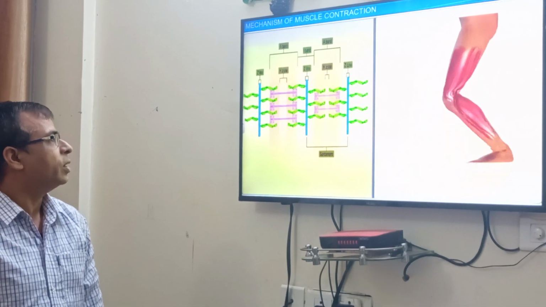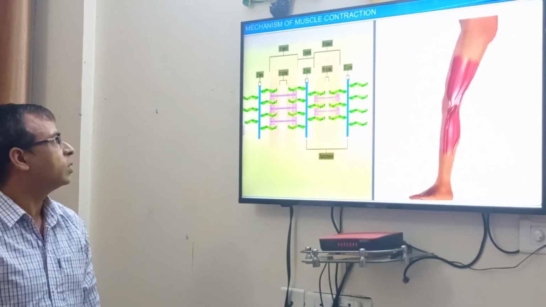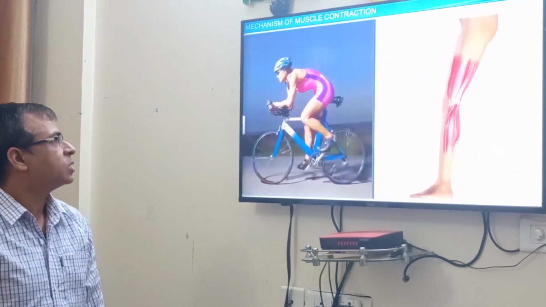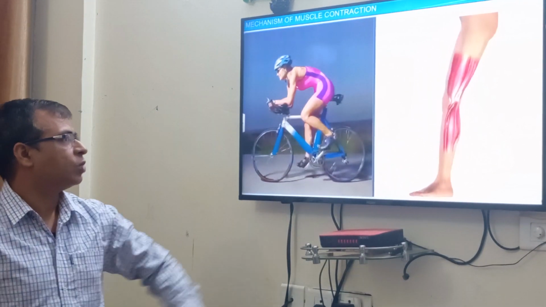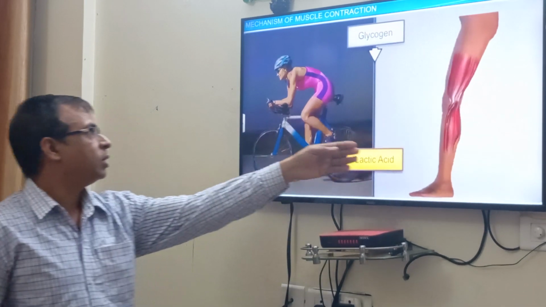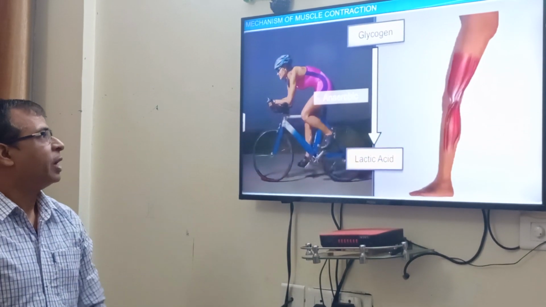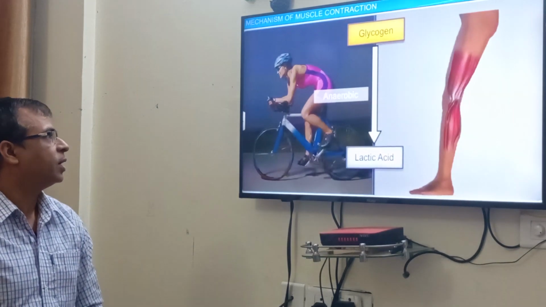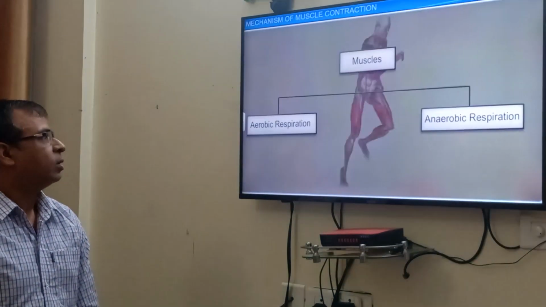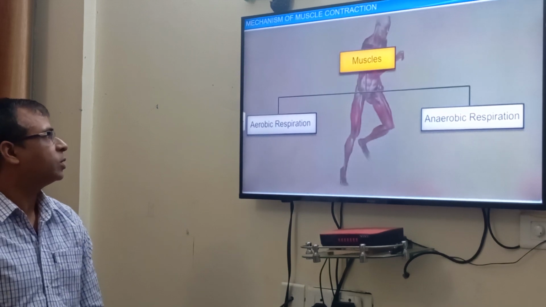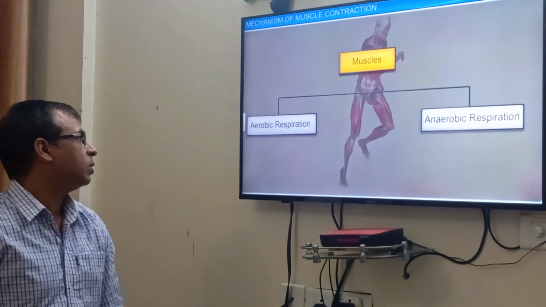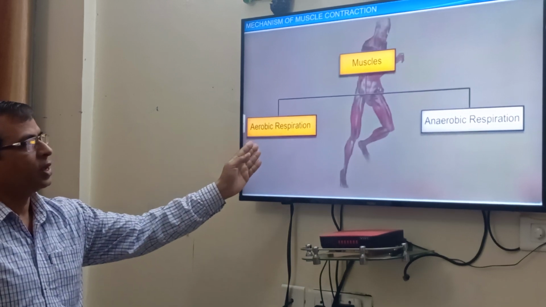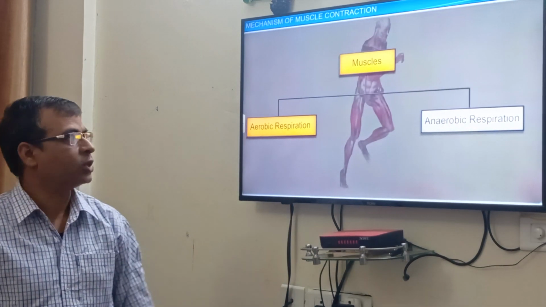This shows the diagrams of muscle contraction and relaxation, in the muscles of the quadriceps and hamstrings. By repeated action, lactic acid can accumulate by anaerobic muscular respiration. Muscles may be of two types: those that undergo aerobic respiration and those that undergo anaerobic respiration.